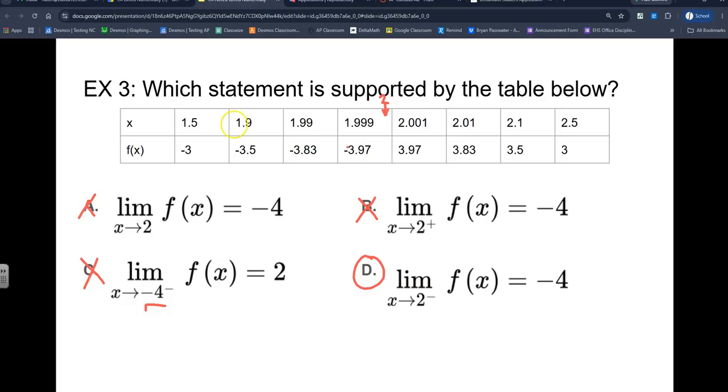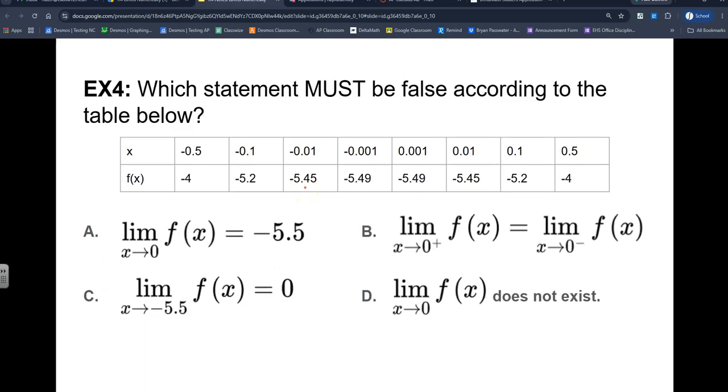Any questions on that? Just to prove a point, I have given you this question here, which says which statement must be false according to the table below. In order to answer this, it has to directly go against the table. Okay, so if I do limit as x approaches 0 of f of x, so 0 would fall right here.